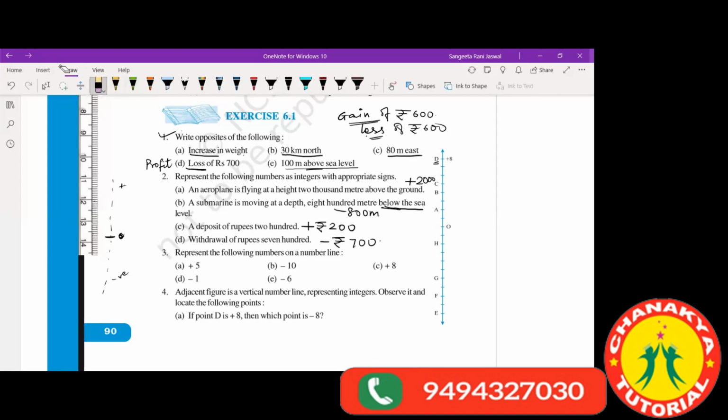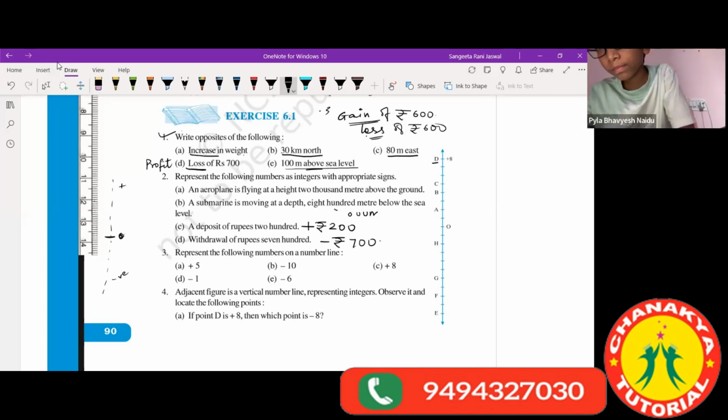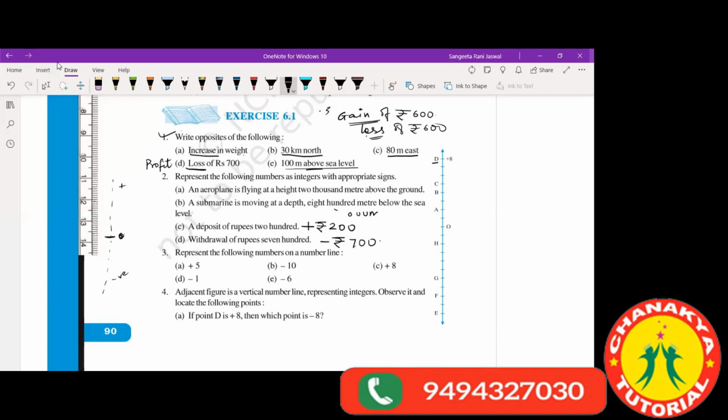Just a second, I'm erasing the rest of the things. Okay, now if D is +8 here, then which point is -8? Now which point is -8 here? F. Yes, F, ma'am. F is -8, that's -1, -2, -3, -4, -5, -6, -7, and -8. So point F is minus 8. You understood this, everyone? You understood this, no?